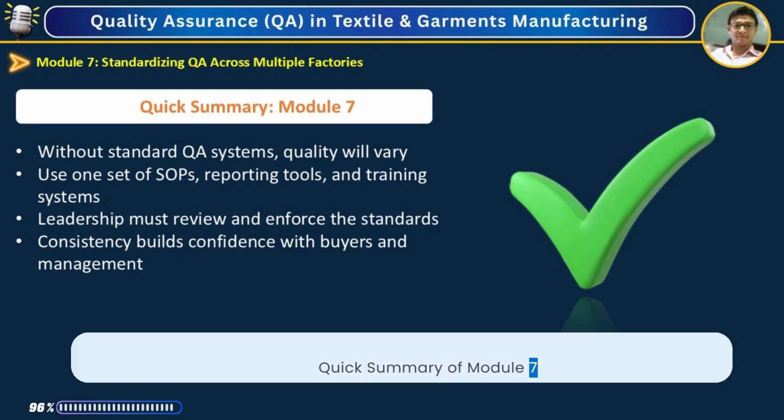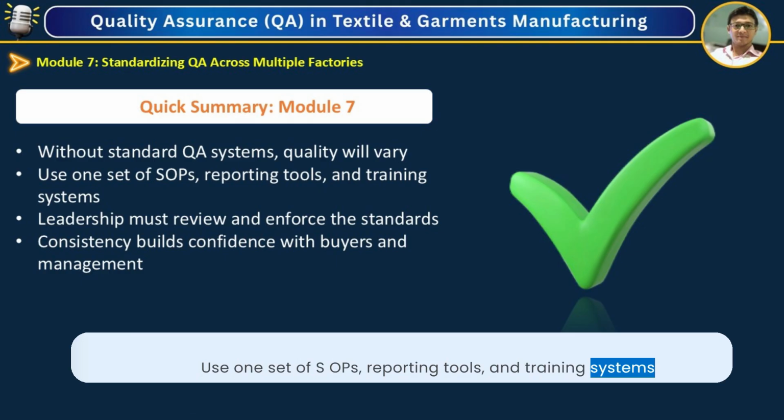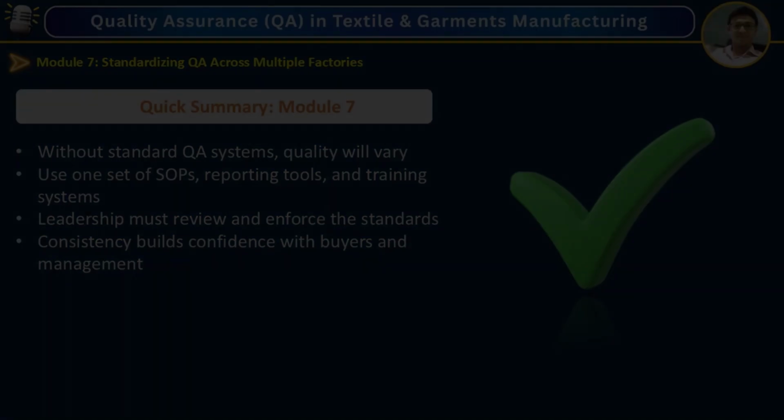Quick summary of Module 7. Without standard QA systems, quality will vary. Use one set of SOPs, reporting tools, and training systems. Leadership must review and enforce the standards. Consistency builds confidence with buyers and management.